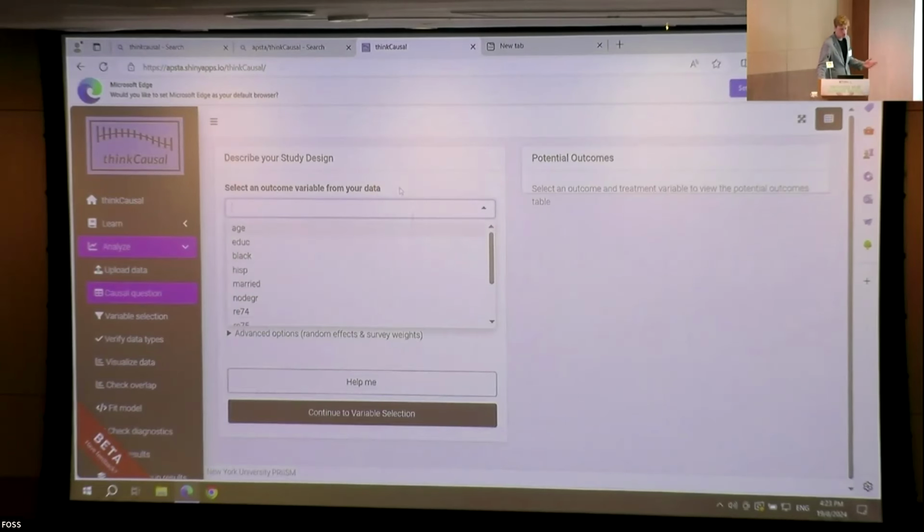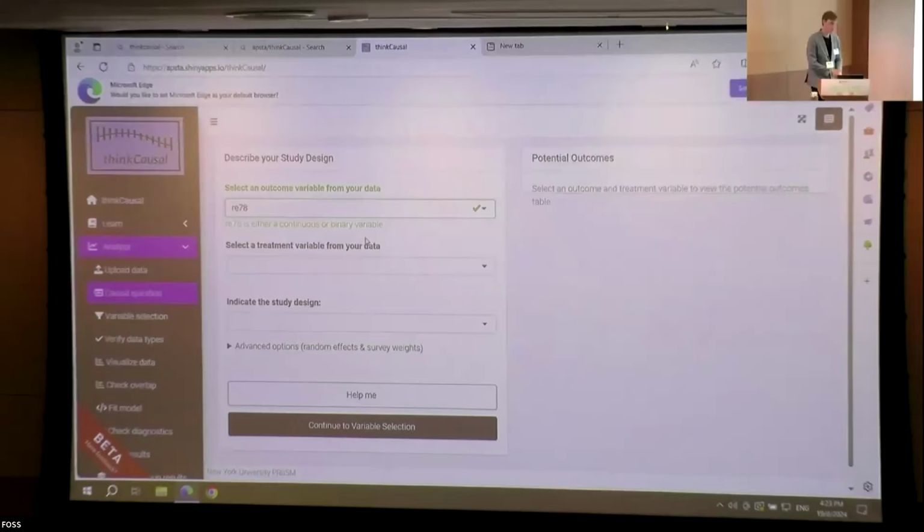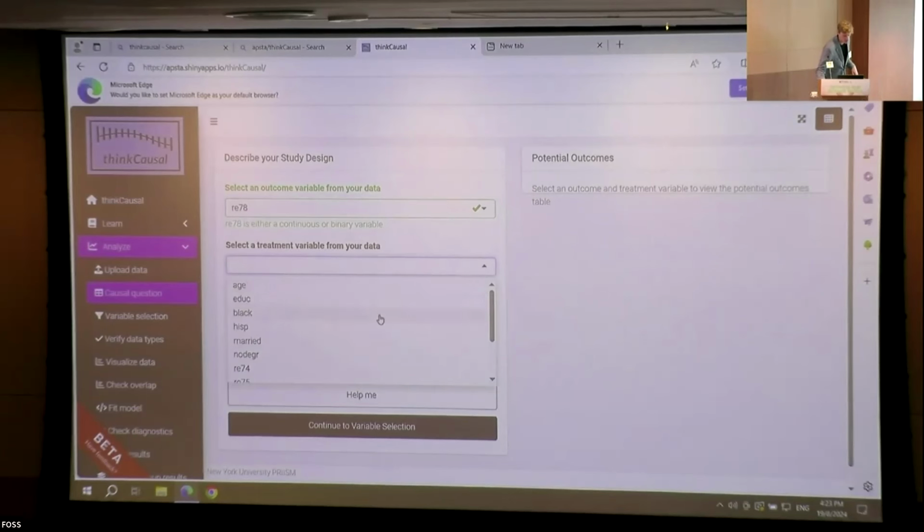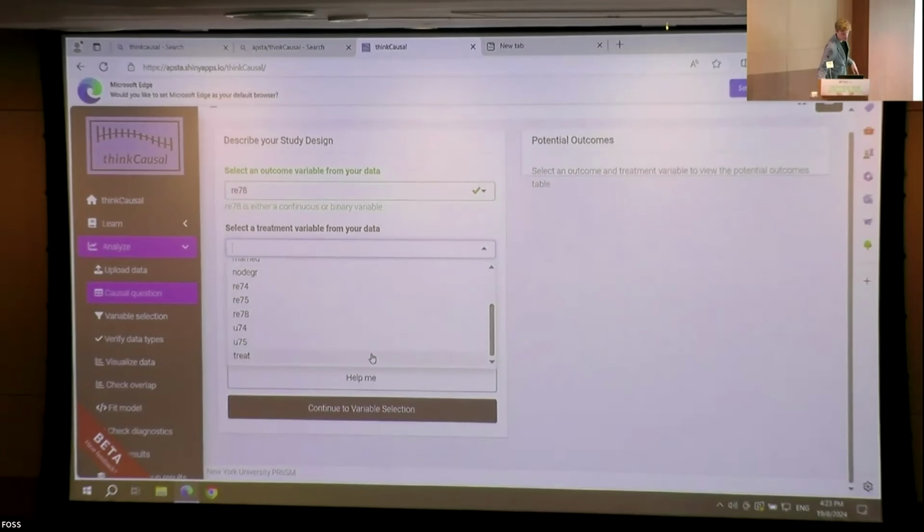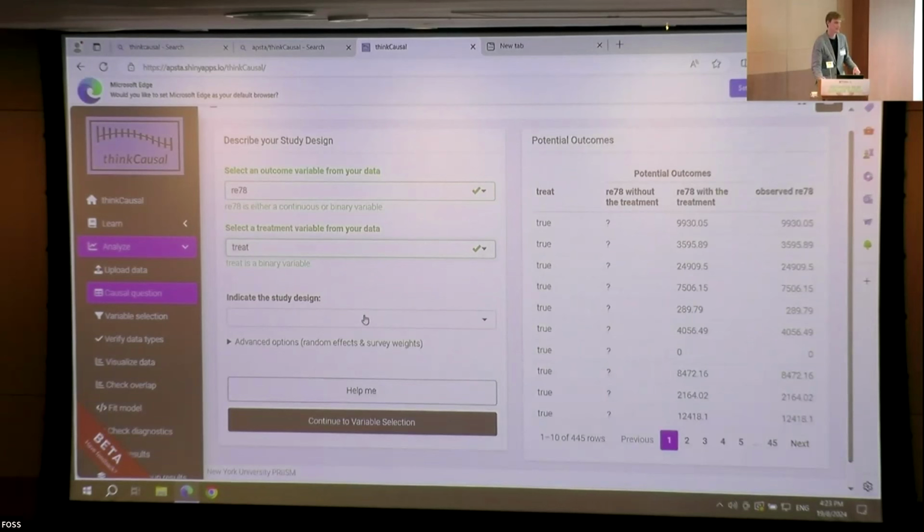At first, I'm going to have to tell it, what's my treatment? This is a jobs training intervention. This data set is very famous in the causal inference world. It's called the Lalonde data set. The outcome of interest was real income in 1978. And I'm going to have to tell it what my treatment is. Here, the treatment is just called treat. If you're treat 1, it means you got the jobs training program, and if you're treat 0, it means that you did not get the program. This actually happens to be a completely randomized experiment.